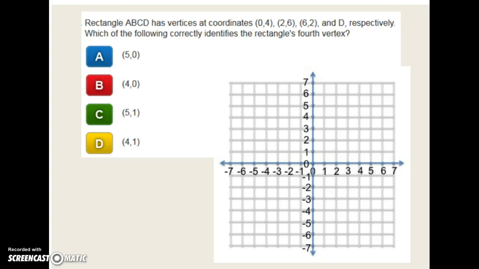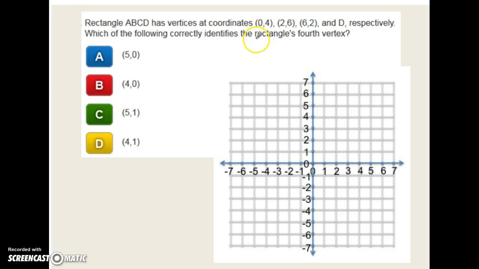So in addition to thinking about slope of just lines, we can also think about slope in terms of three-dimensional shapes or shapes on a plane. So four-sided shapes most often is what you'll see. In this example, rectangle ABCD has vertices at coordinates (0, 4), (2, 6), (6, 2), and D, respectively. Which of the following correctly identifies the rectangle's fourth vertex?